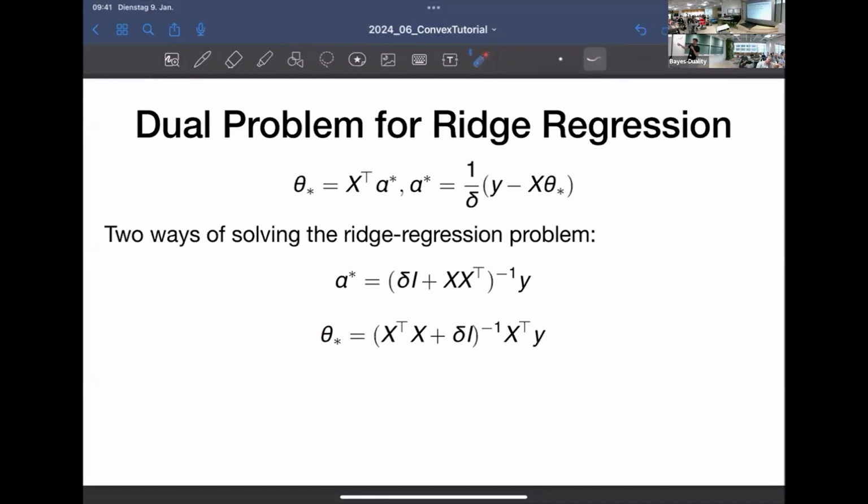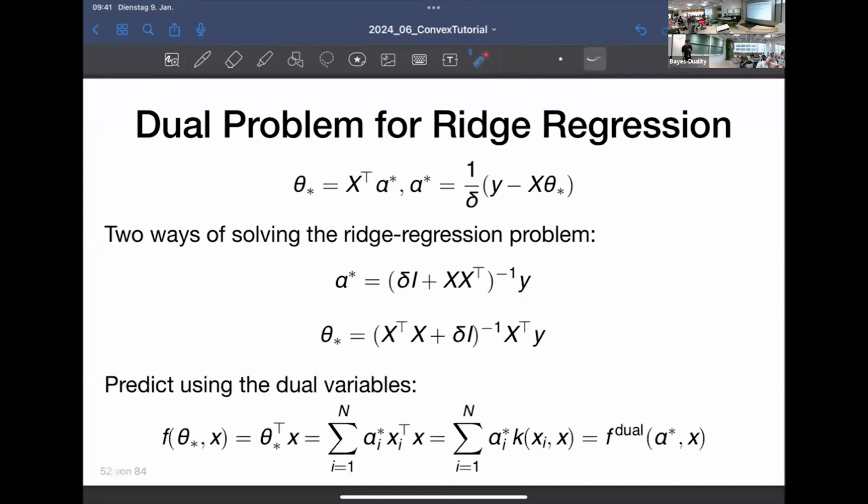But this is the essence of duality. You have now two ways of solving the problem. You can compute your dual variables like this. You can compute your primal variables by solving this system, and you can also predict what we've seen before. This of course connects to kernel methods, to GPs. We can then predict also using our dual variables. So this is basically convex duality on the very simple example of ridge regression.